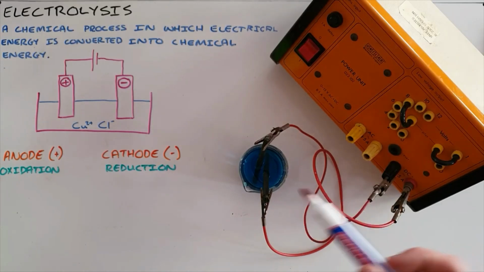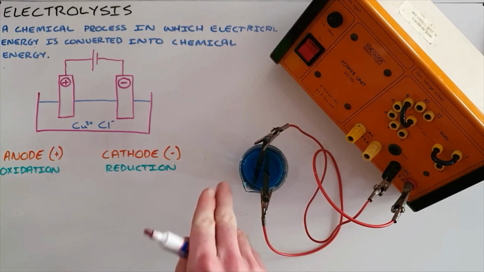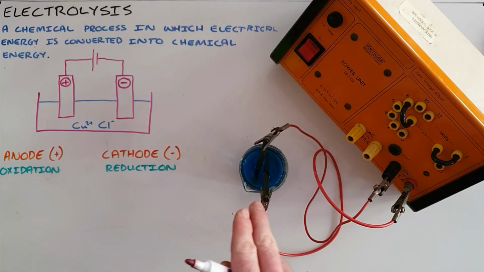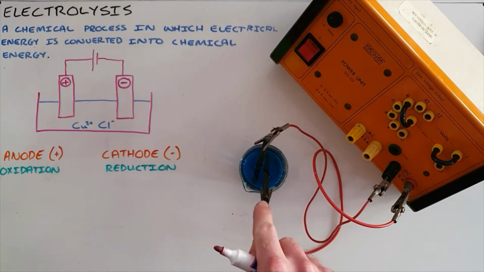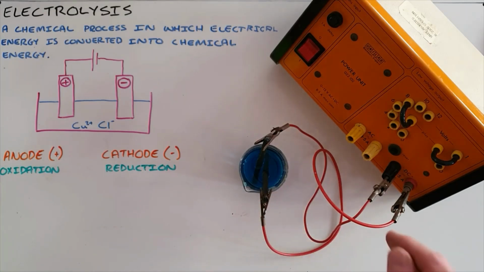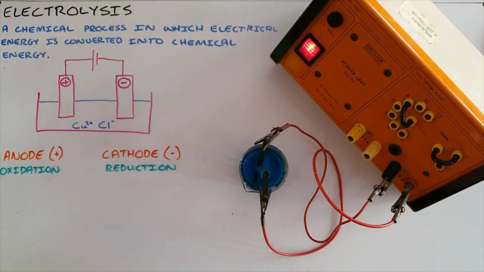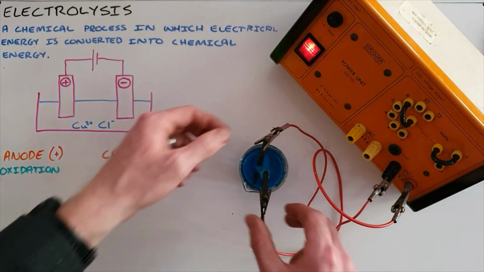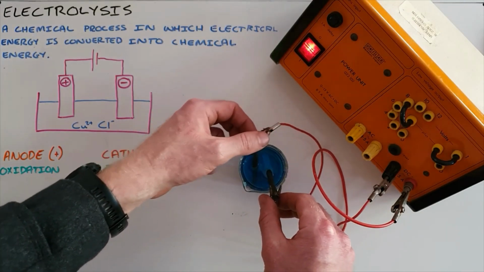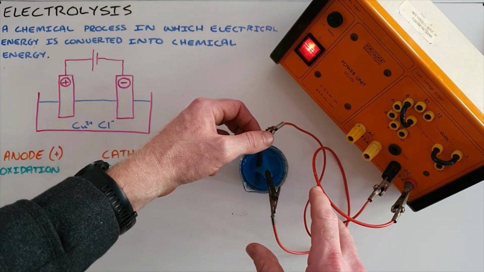that we want. So what we have here is a solution of copper chloride, this blue solution that we have here, and we have two carbon or graphite electrodes. By turning the power source on, we can see immediately that a gas starts forming at the one electrode, and we're going to leave that to run while we discuss some of the theory here.